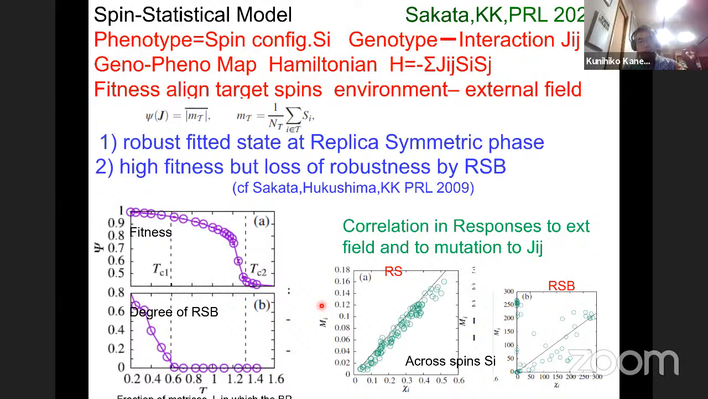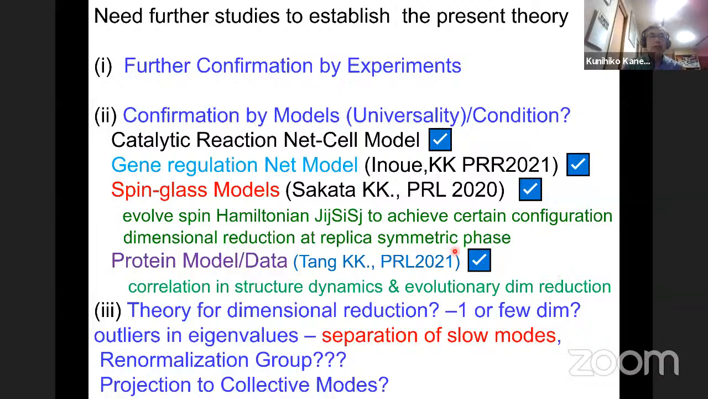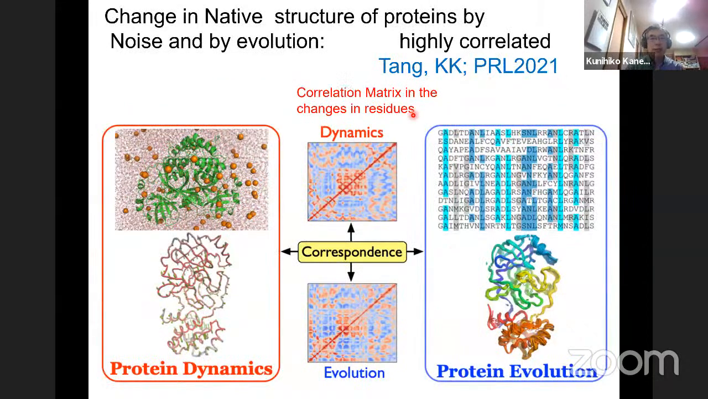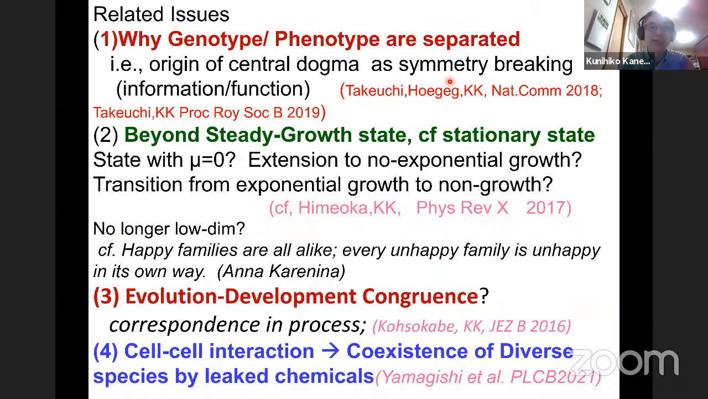And that is true only for the finite temperature regime, which is given by the replica symmetric phase. If replica symmetry breaking occurs, this low dimensional reduction is violated. So we can discuss this kind of low dimensional reduction in terms of spin glass theory. We can also check this with protein data, quite recently published, on protein dynamics and protein evolution, and that's again very highly correlated. But I don't have time to discuss. Okay, maybe I have to skip this.